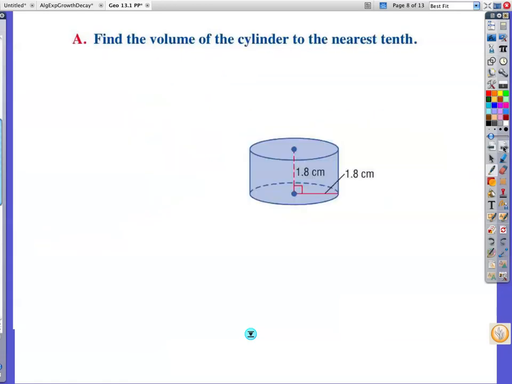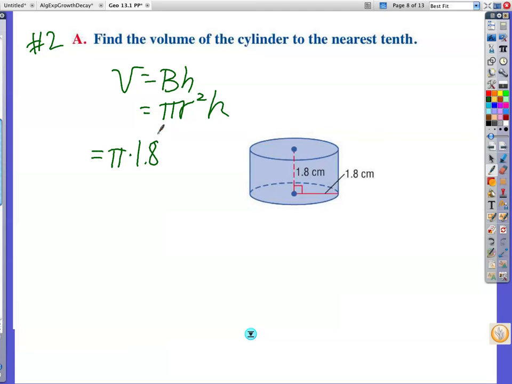Next example. This would be example number 2. Find the volume of the cylinder to the nearest 10th. Once again, this is our basic formula. But since my base is a circle, I got pi r squared h. So I've got pi times radius, which is 1.8 squared, times the height, which is 1.8. Then you calculate. 1.8 squared times 1.8 times pi gives me 18, and I can round to the nearest 10th. So 18.3. We got a 1.8, 1.8, and then an 18.3, and then centimeters cubed.